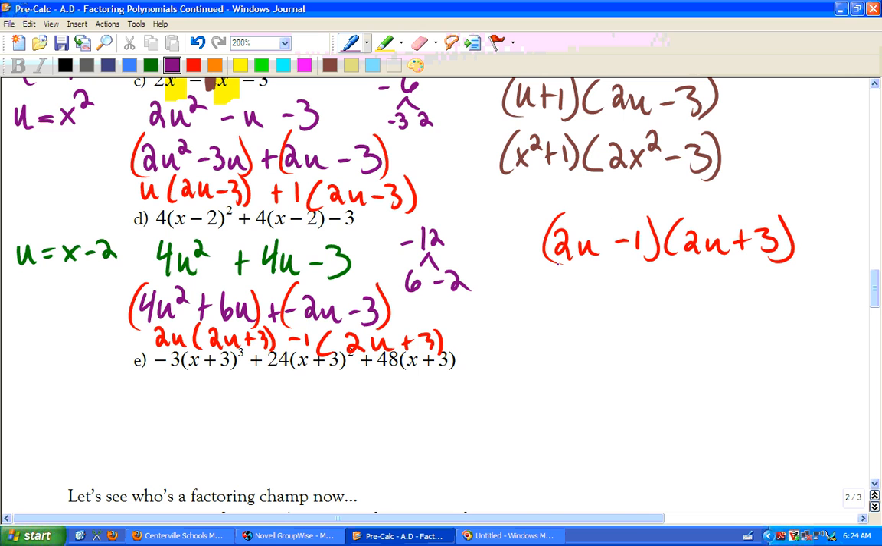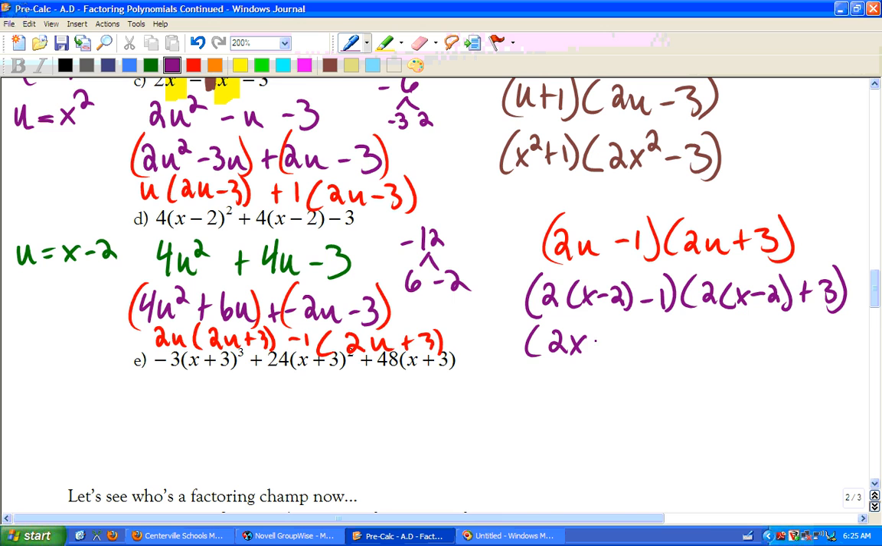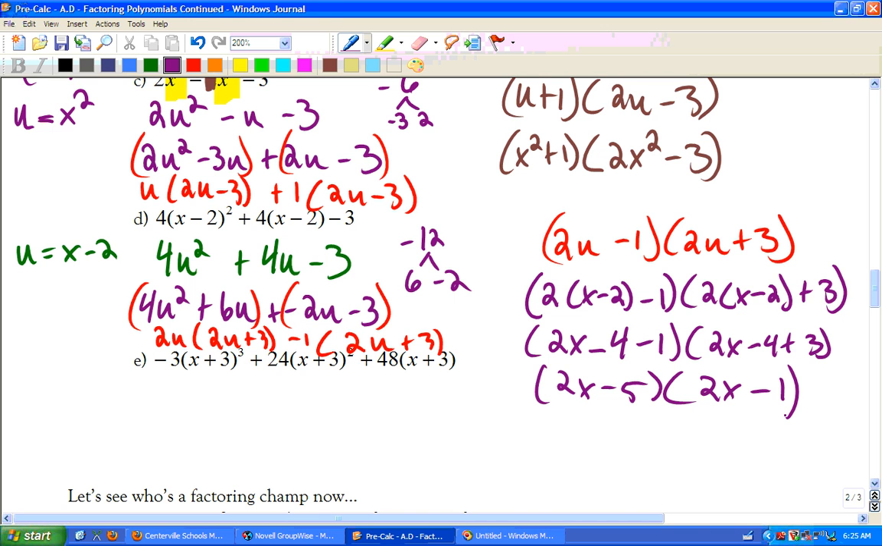Substitute our x value back in, and you get 2 times x minus 2 minus 1 times 2 times x minus 2 plus 3. And there we're just substituting our u value back in. We're going to distribute, start combining some like terms. 2x minus 4 minus 1 times 2x minus 4 plus 3. And our final factor is 2x minus 5 times 2x minus 1. So again, u substitution: take any expression that's kind of complicated, a little harder to work with, plug in a single variable. Typically we use u, and that's why it's called u substitution.